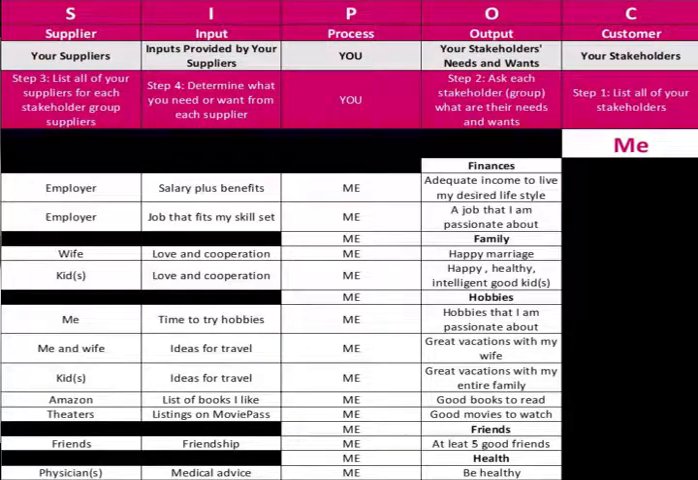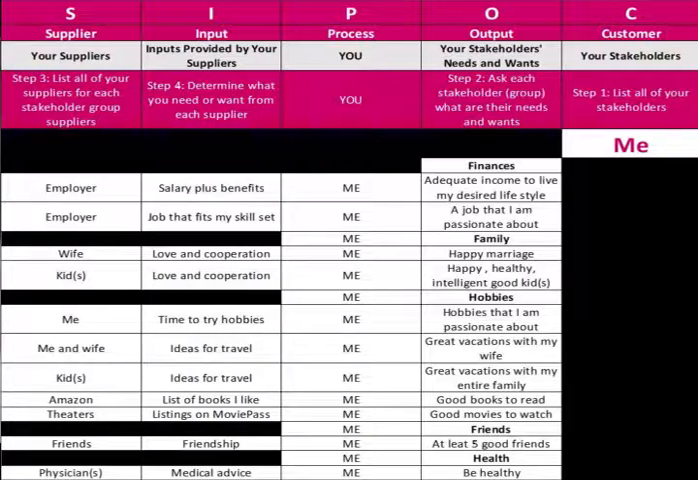So what you could see is I ask myself, what do I want? In terms of finances, I want adequate income. I want a job that I'm passionate about. Now, if I go over to the left side, the S, supplier, who's the supplier of what I need for my finances? It's my employer, in both cases. So it's salary plus benefits, and a job that fits my skill set. My employer is giving me the inputs that I need, salary, benefits, a job that meets my skill set, so that I am able to give adequate income to my family, and I'm able to have a job that I'm passionate about.